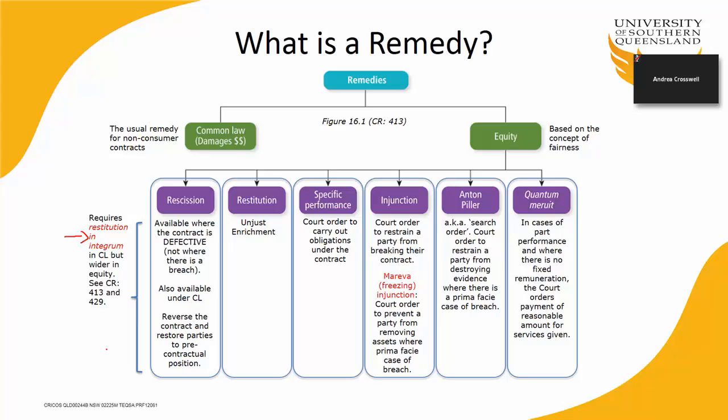All right? And then there's the last thing, which is quantum meruit. You remember we talked about quantum meruit last week. One of you asked a question as well that maybe I will also expand a little bit on. I think it's a very good question. I like it. So it says in cases of part performance again, and where there is no fixed remuneration, you can get a court order for payment of a reasonable amount for services given. So this is basically going to look at what the market value of what you have performed is going to be equal to.